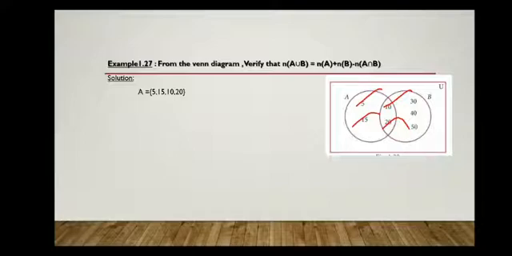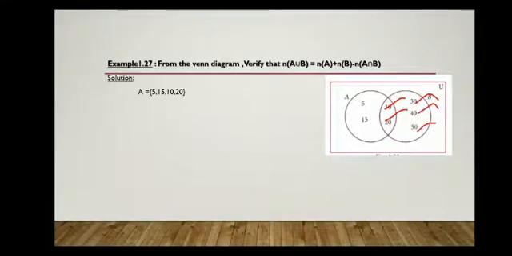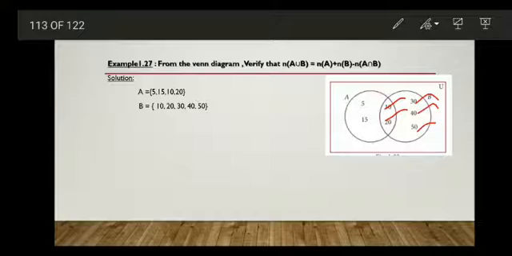Now, write the elements of B. So, what are all the elements in B? 10, 20, 30, 40, 50. These are all the elements of B. So B is equal to set of 10, 20, 30, 40, 50. Now, write the elements in intersection. That is A intersection B. So, we have common elements 10 and 20. So, A intersection B is 10 and 20.